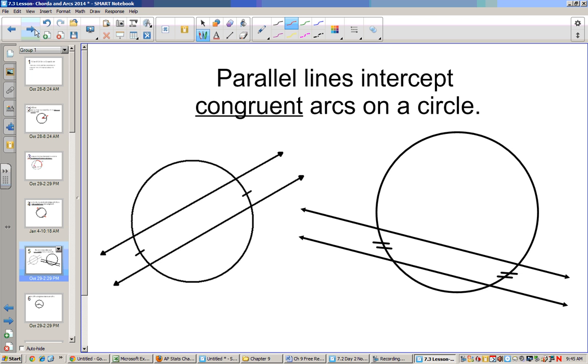Now our last one is parallel lines intercept congruent arcs on a circle. So if I have these two lines and they go through the circle, the arcs that are in between those parallel lines are going to be exactly the same size. Same thing here. If these lines come through, the arcs that are in between them have to be exactly the same size.